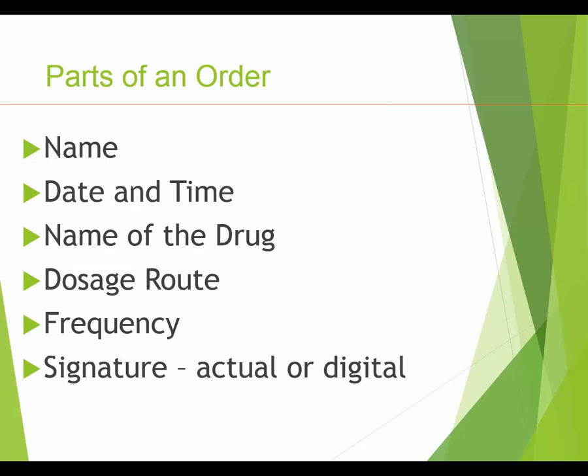What will be on the actual doctor's order will be the patient's name and their date of birth and their medical record number and their account number. There has to be a date and a time on every order. The name of the medication, it may be brand name, it may be generic. You're going to have to know how to look them up to tell which one it is, okay? A lot of times the hospitals will only use generic names on their medication records.